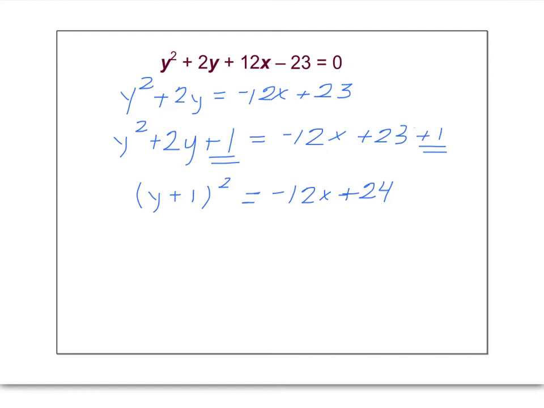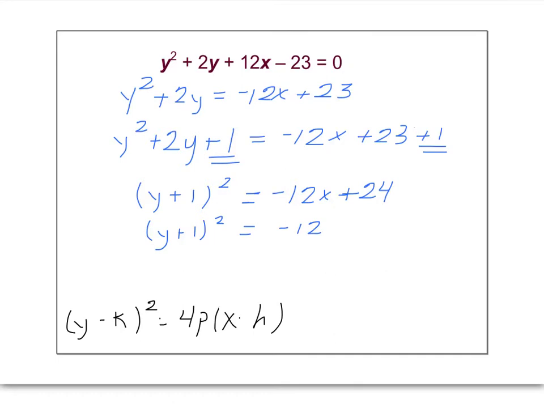Remember that our standard form is, I'm going to write it down here in the bottom left-hand corner, y minus k squared equals 4p times x minus h. And so we just have a little bit more to do to get it in that format, and that is to factor out a common factor from the right-hand side. So this becomes y plus 1 squared equals, the common factor between negative 12x and 24 is negative 12. We want our leading coefficient on the variable to be positive. So this becomes negative 12 times x minus 2.